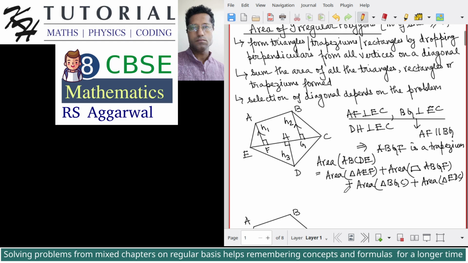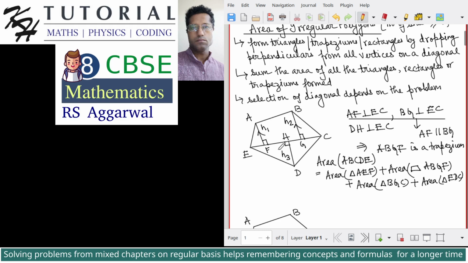I hope visually you will appreciate this fact that the area of the entire pentagon ABCDE is equal to the sum of the area of triangle AEF, the trapezium ABGF, and the triangle BGC, plus the area of triangle EDC. Now we can easily find the area of the triangles and the trapezium, because in the trapezium ABGF the lengths of the parallel sides are H1 and H2.